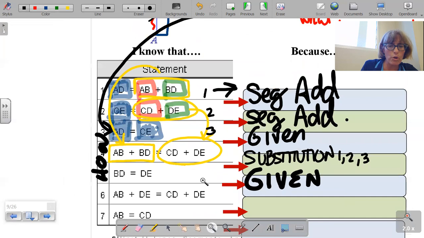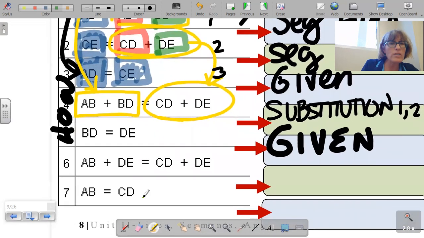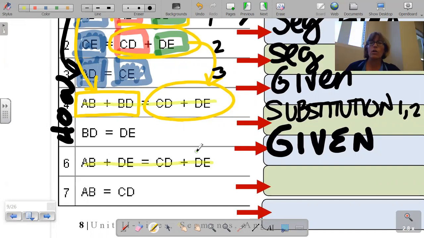Now look super, super careful. Ask yourself this. What is the only difference between this line and this line? I actually want you to circle it. What is the only difference? It's like spot the difference here. I'll give you 10 seconds.